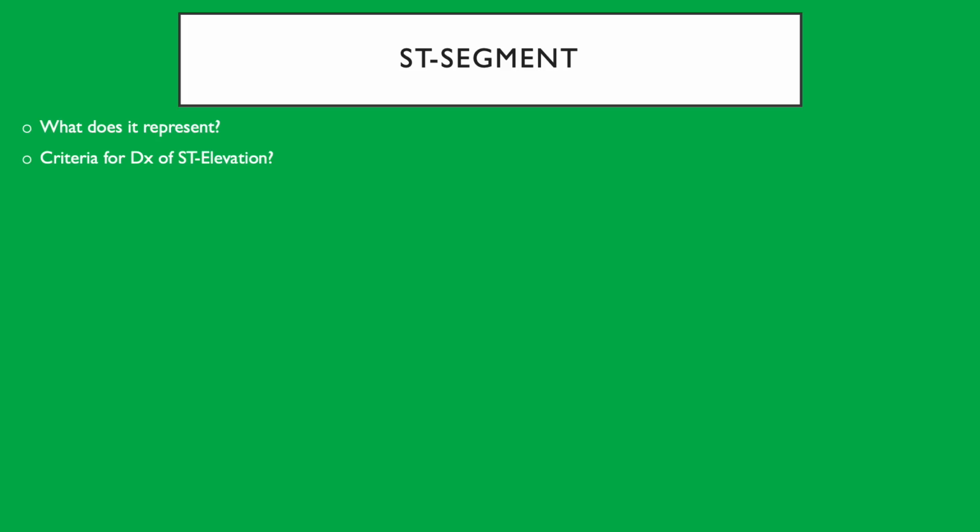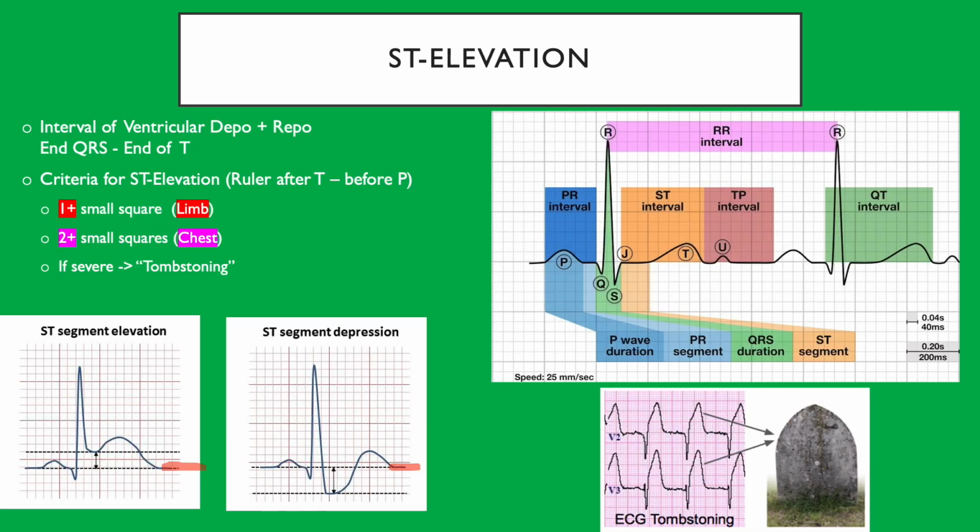What does the ST segment represent? And do you know the criteria for ST elevation? It should be like half of the R wave. So ST is this one, the ST interval, end of QRS to the beginning of the T, okay? On the limb leads, it's 1 small square, on the chest it's 2 small squares, and German uses the same volts, so the same limits, only the width changes.